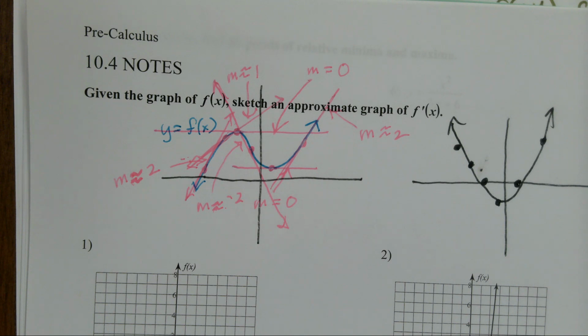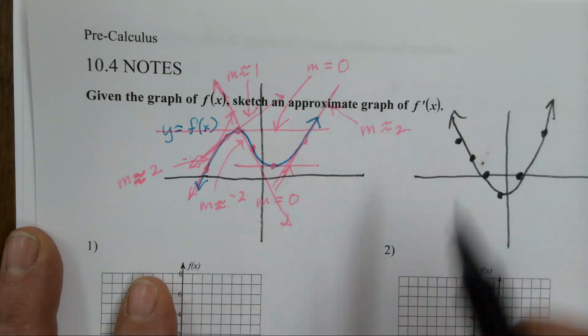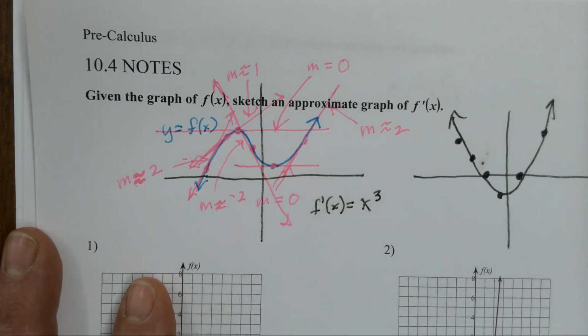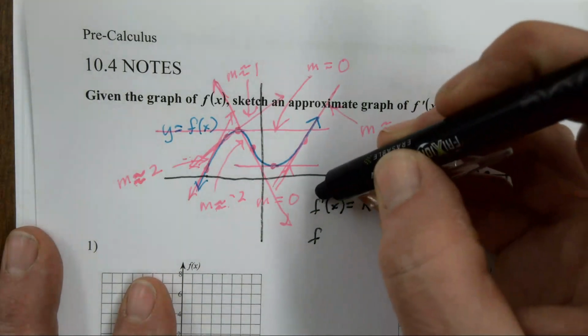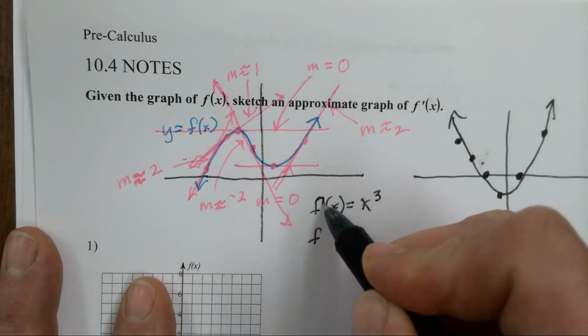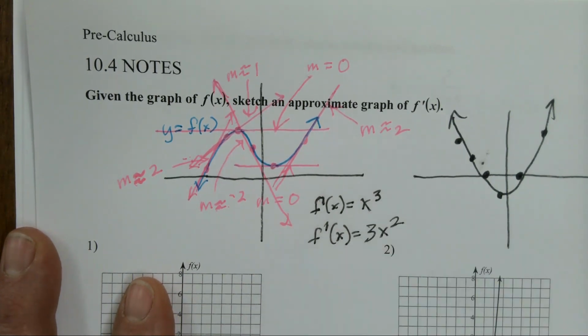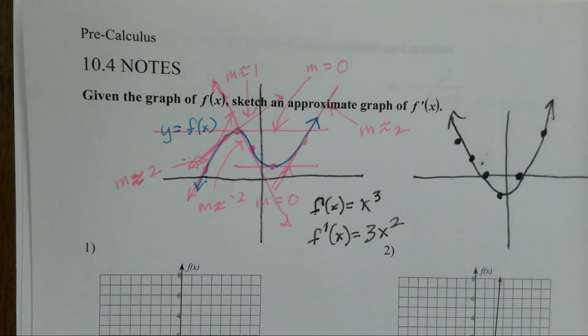I made it look like a parabola. Why did I make mine look like a parabola? If this is a cubed function, if f of x is x cubed, what is f prime of x? It's actually 3x squared. What are squared functions? Parabolas. That's what they look like. And so when I have a cubic function, its derivative is going to be a parabola.